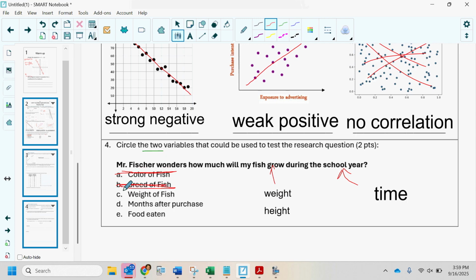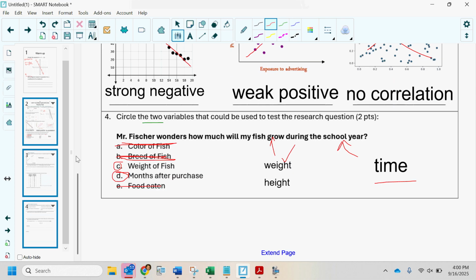Weight, that matches up, so that's good. So we've checked that variable off. Now we're looking for something with time. So months after purchase, that's a time. That's going to be our other answer. Food eaten isn't going to help us know how much it's going to grow. It might be some indicator, but not the best. All right, moving on.